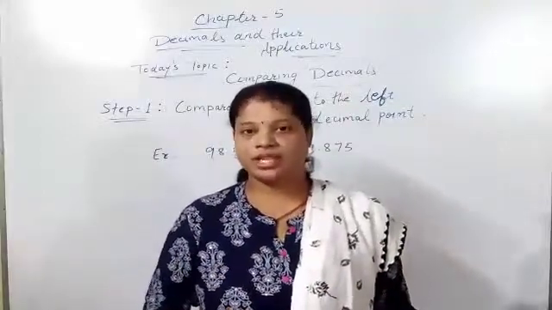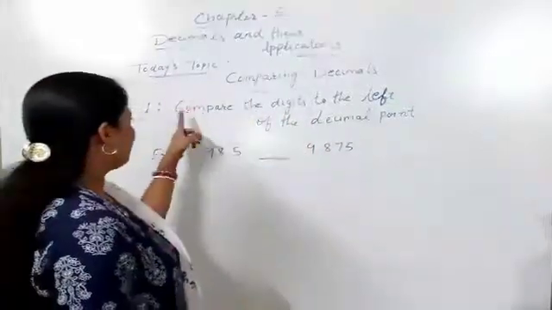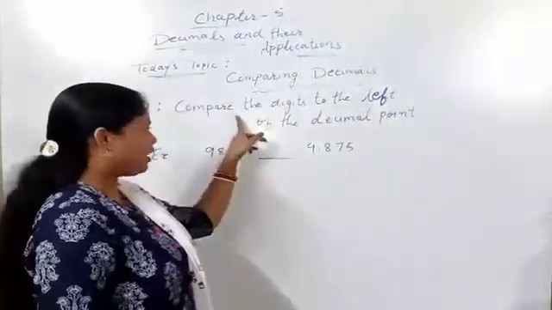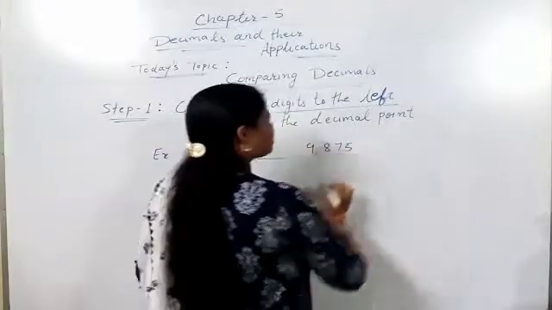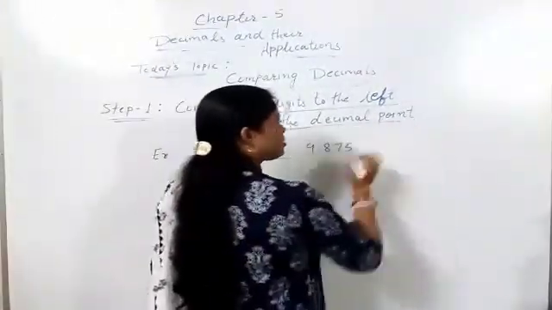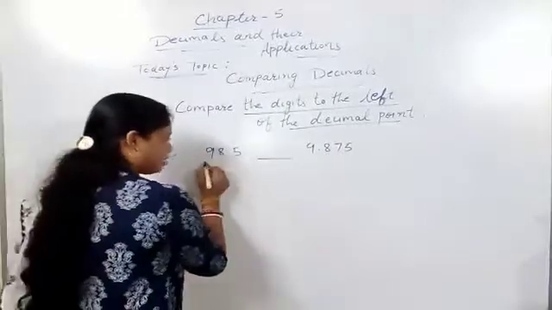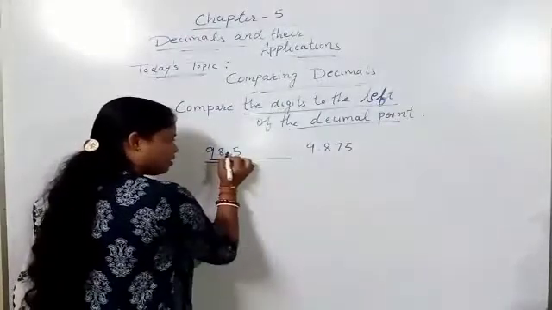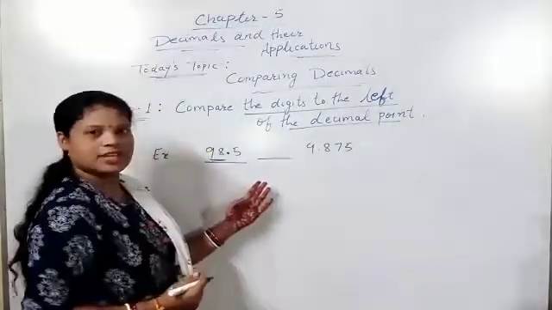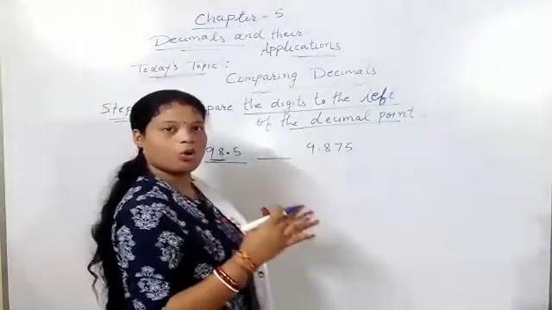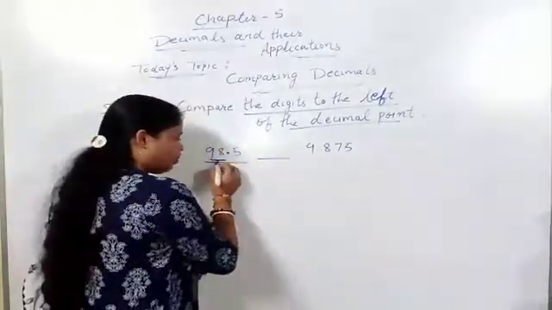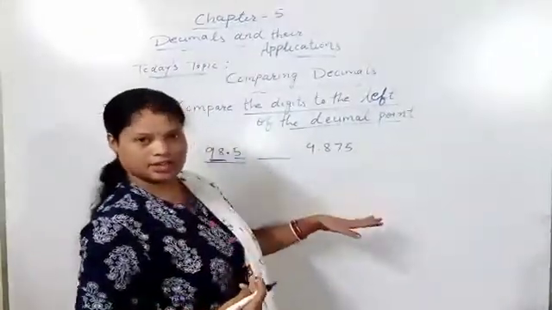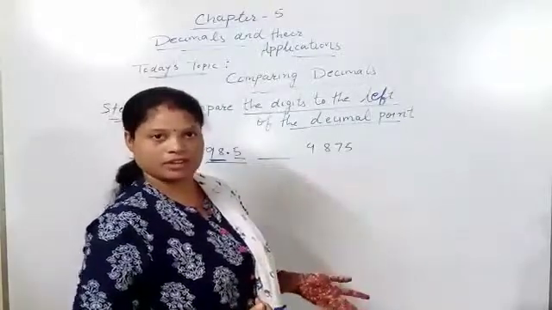So here are some steps. Your first step is to compare the digits to the left of the decimal point. Now we'll see the left and right of the decimal point. In 98, this is your decimal point. 98 is to the left side of the decimal point, that is the whole part, the natural number. And after the decimal, the right side is the fractional part.